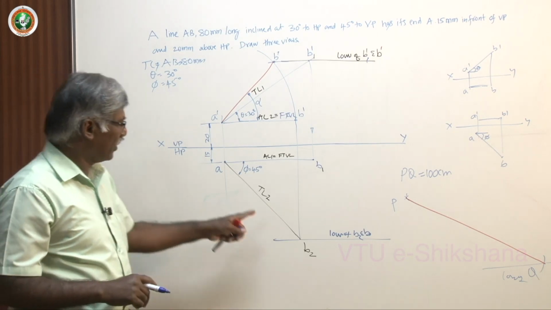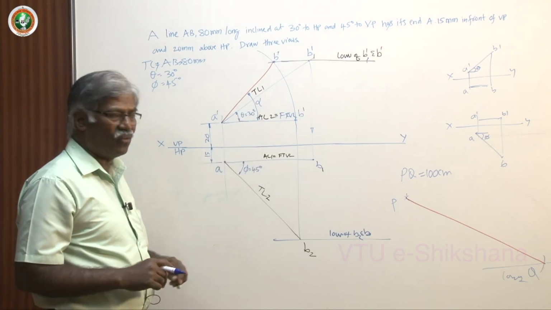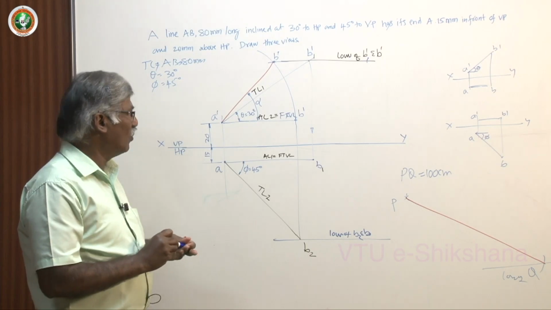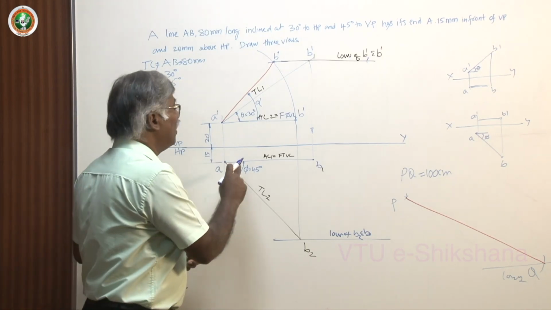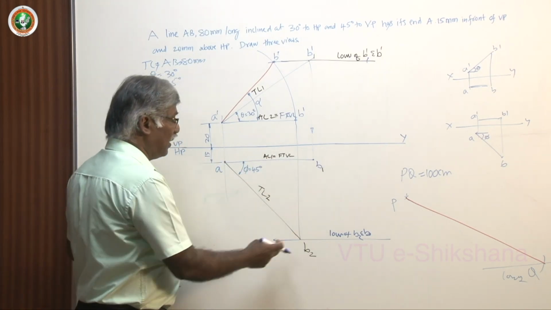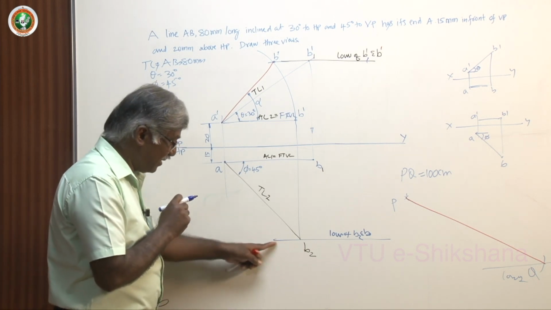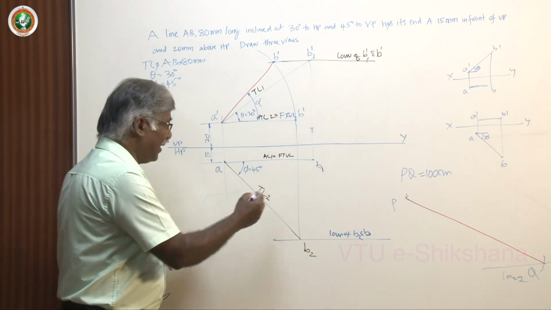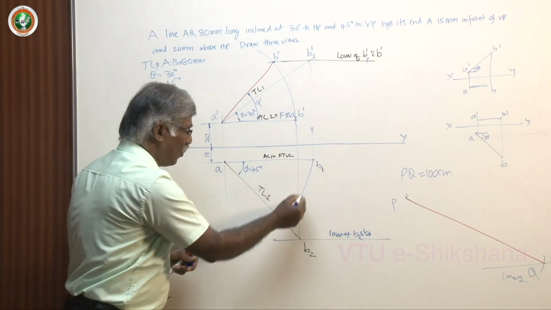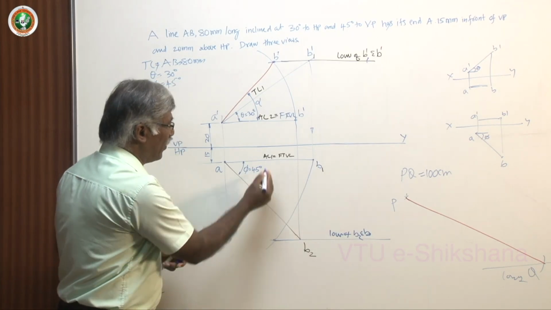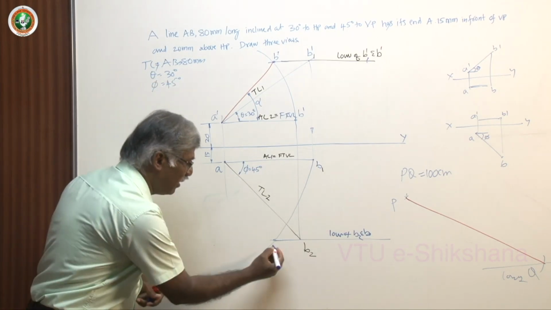Now, how to get the front view? There are two methods of getting the front view. Follow the same procedure. The final top view length is this. One end is fixed for the top view, and the other end is exactly on this line only. So definitely you can follow the same procedure. Rotate the final top view length and then fix this.